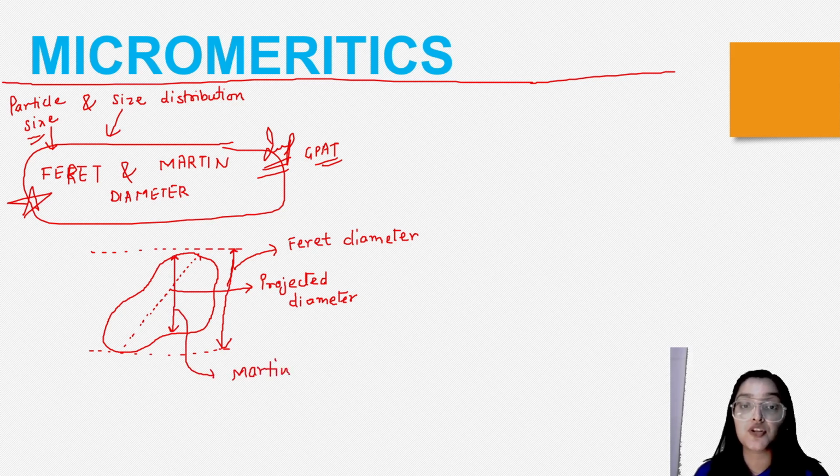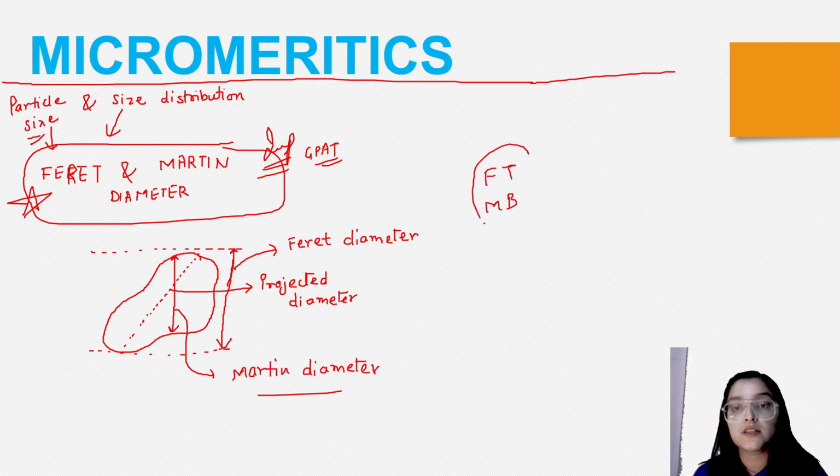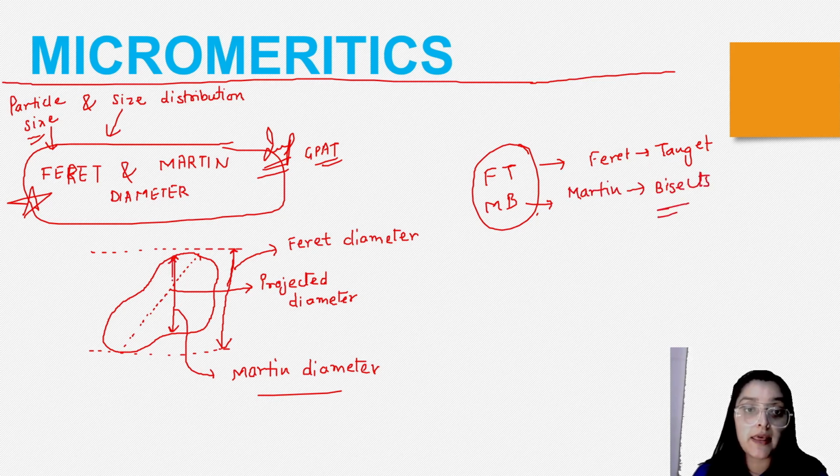Many a time this question has been asked. They have asked about the labeling. You will be given this diagram only of this particle. You will be asked to label the Feret diameter and the Martin diameter. So there is a trick that you can write down, which is FTMB. You should know this trick. FTMB means Feret is related to the tangent, right? And Martin is related to the length which basically bisects your particle. You have already seen this is the length of the particle which actually bisects your particle, right?